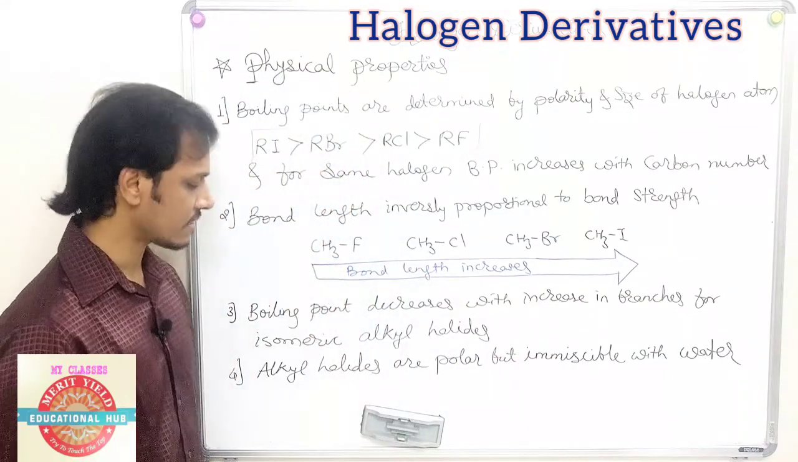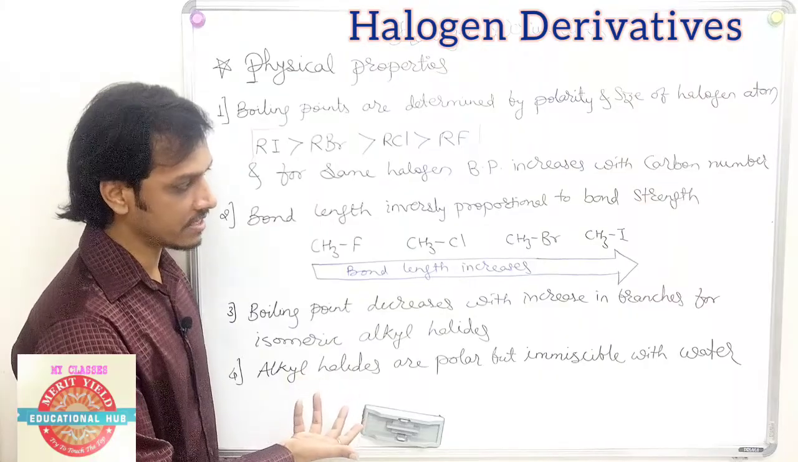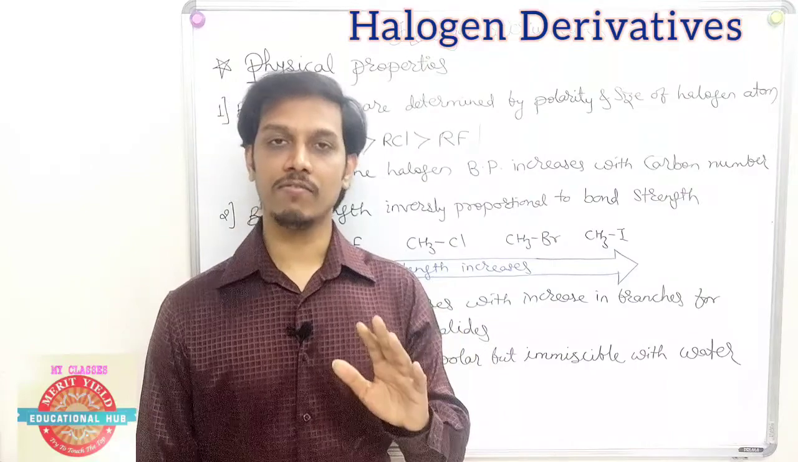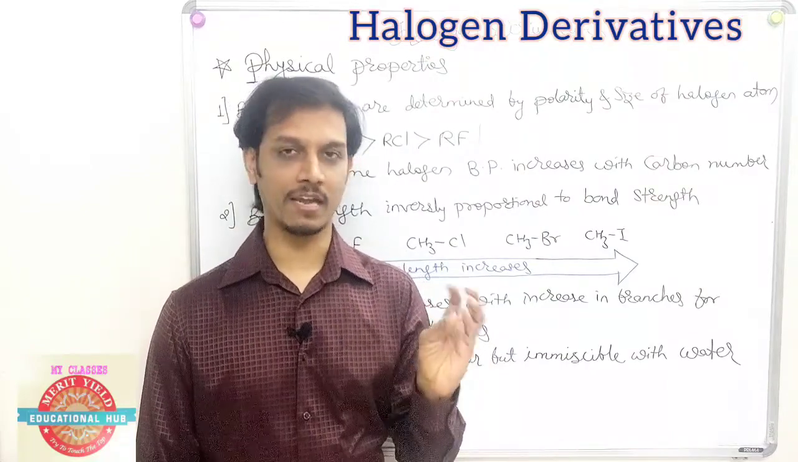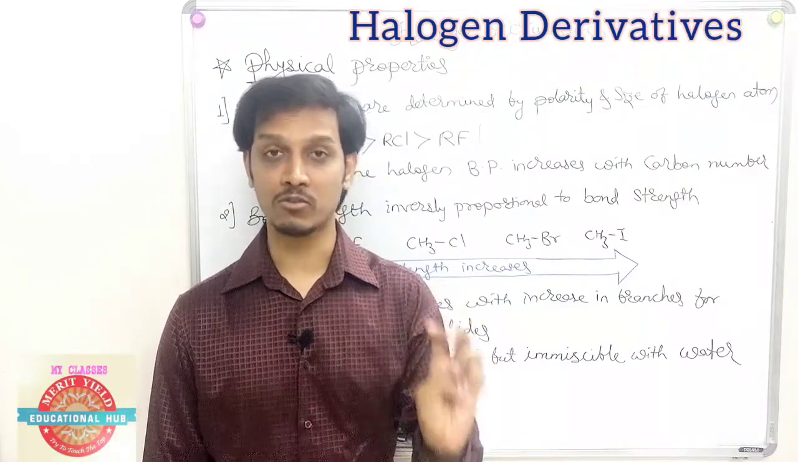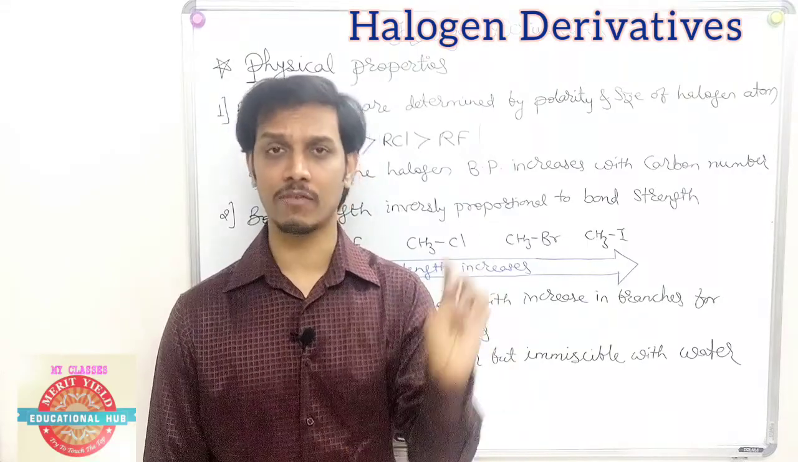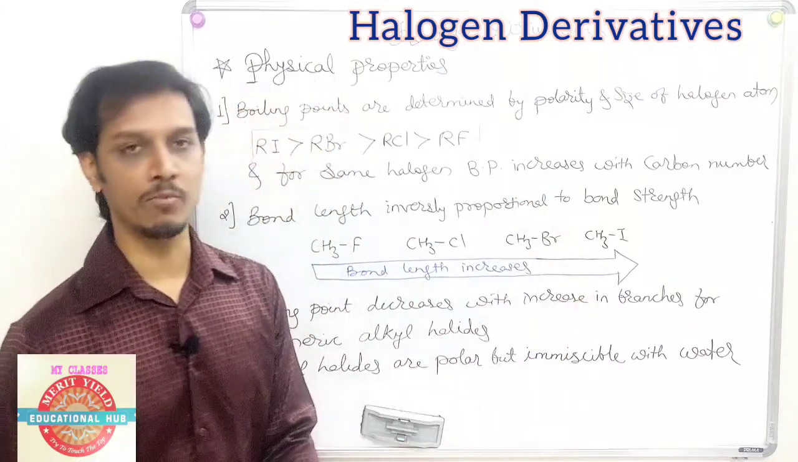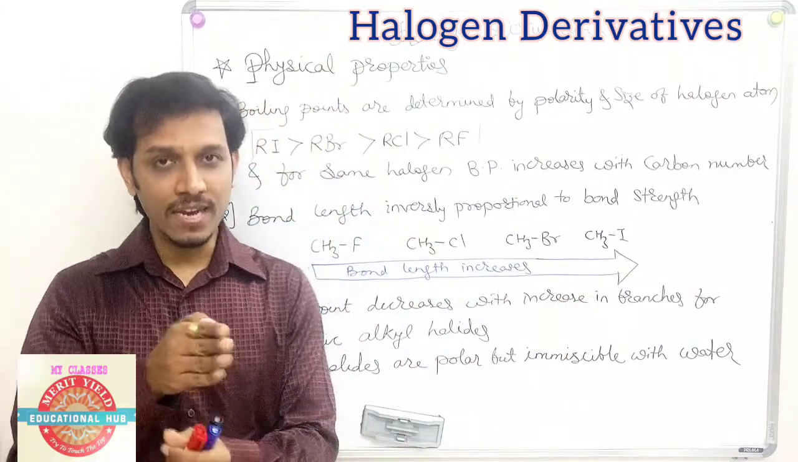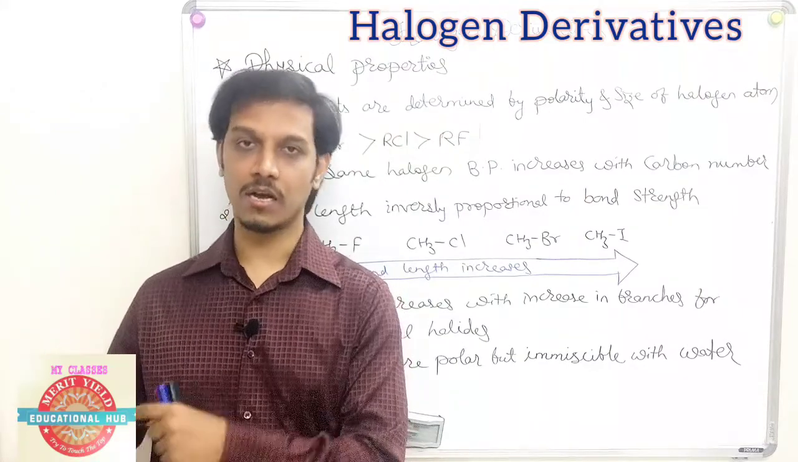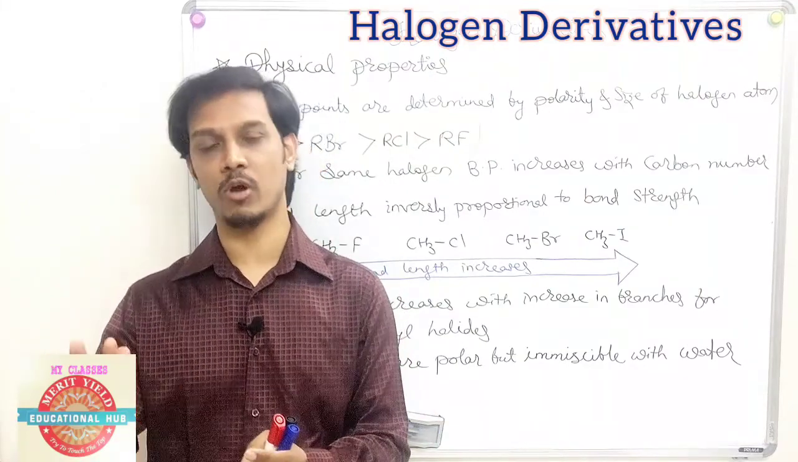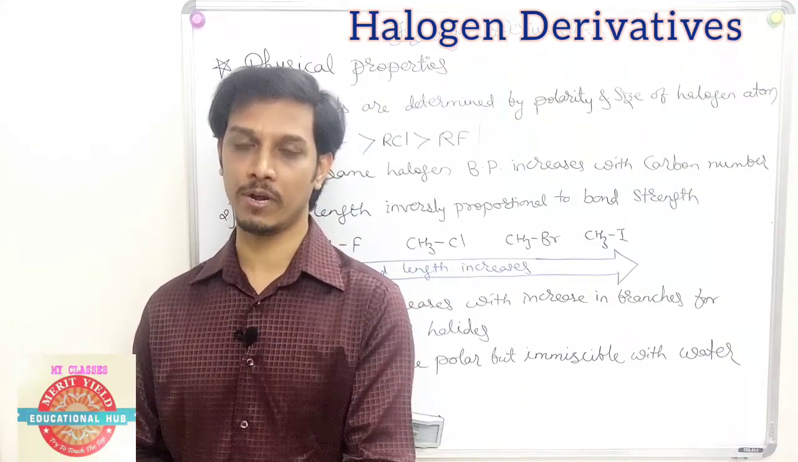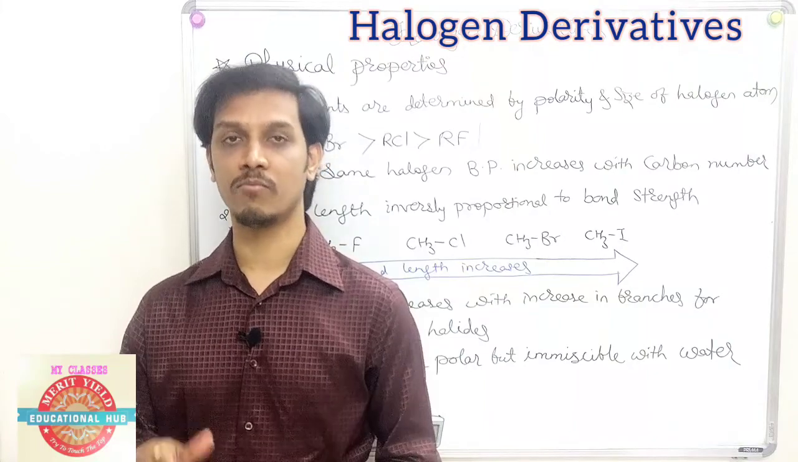Now boiling point decreases with increase in branches. As I said, from a 4 carbon compound I can form tertiary butyl chloride, isobutyl chloride, secondary butyl chloride, or N-butyl chloride. For all those alkyl halides we have different boiling points. So the longer the chain, meaning lesser the branching, higher the boiling point. So N-butyl chloride has the highest boiling point among all the isomers of butyl chloride.